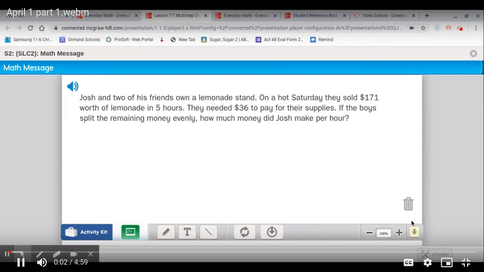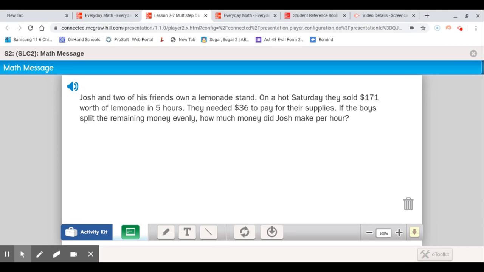Hi guys, I'm working on lesson 7.7 today. The math message is: Josh and two of his friends own a lemonade stand. On a hot Saturday, they sold $171 worth of lemonade in 5 hours. They needed $36 to pay for their supplies. If the boys split the remaining money evenly, how much money did Josh make per hour?